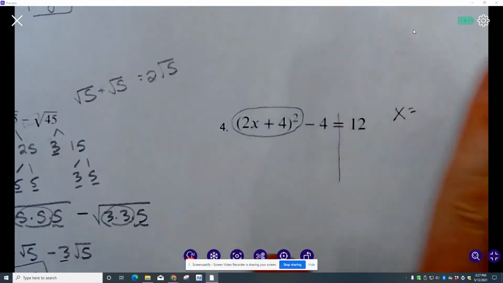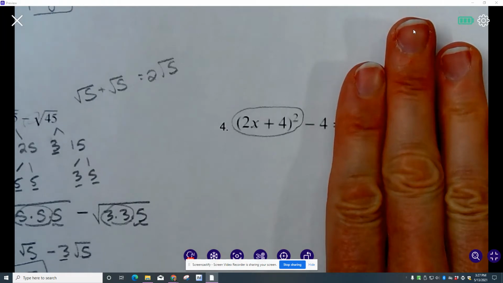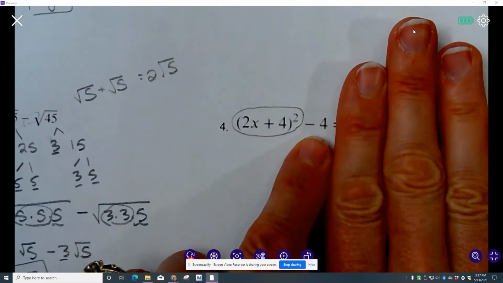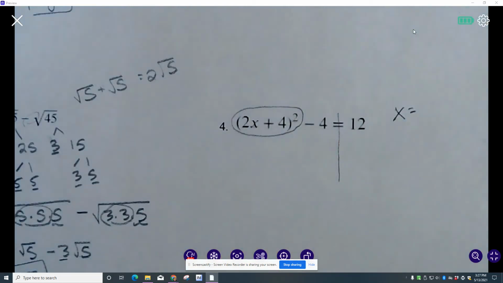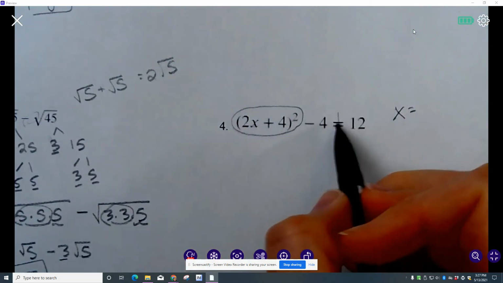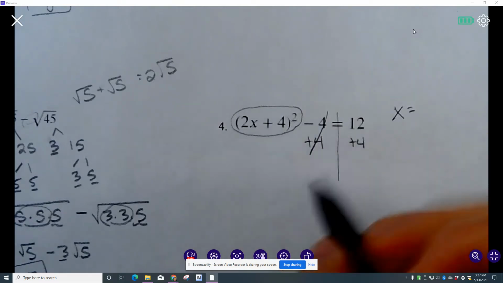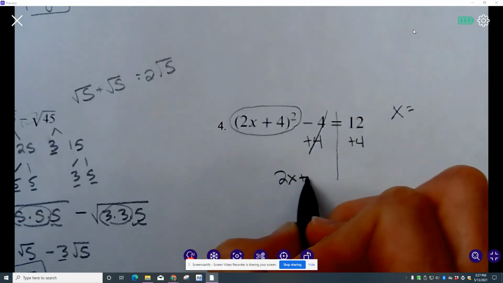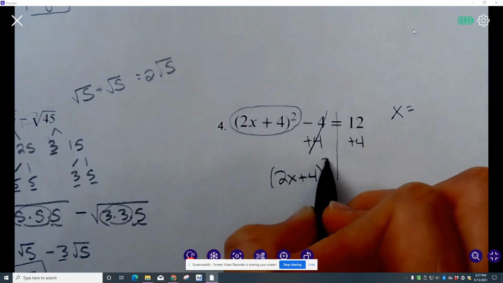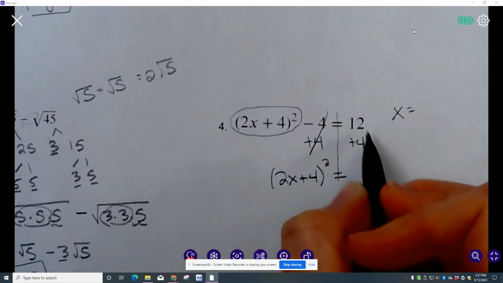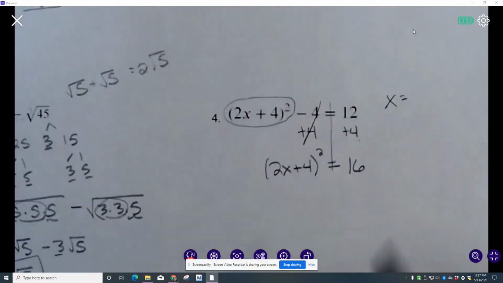Isolate the radical, isolate the variable. So if I look here, I want this by itself. Who's hanging out over here on this side of the equal sign? The 4. So to undo minus 4, we're going to add 4 to both sides. So then I have 0. And on the left, I have this still inside the power of 2. We have not eliminated the power of 2 yet. 12 plus 4 is 16.